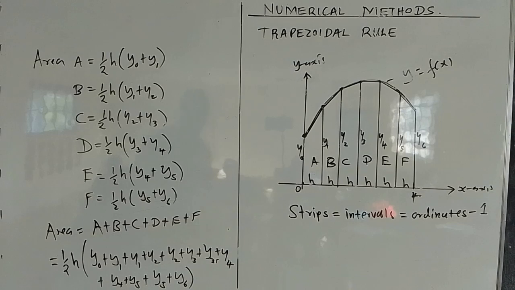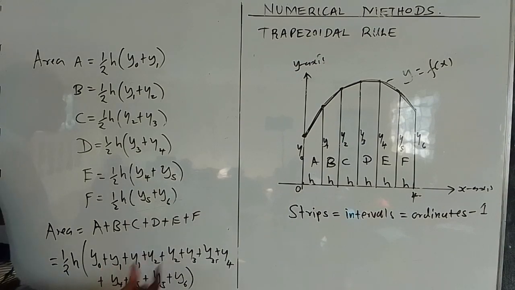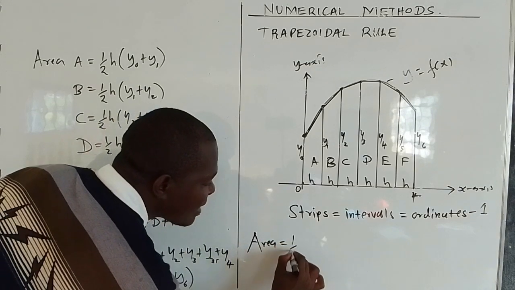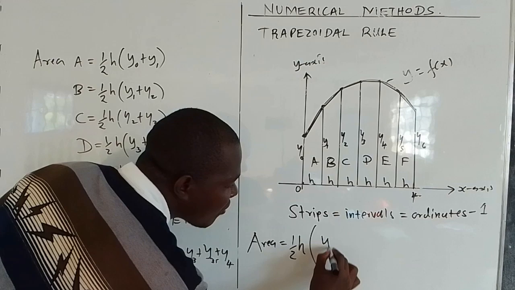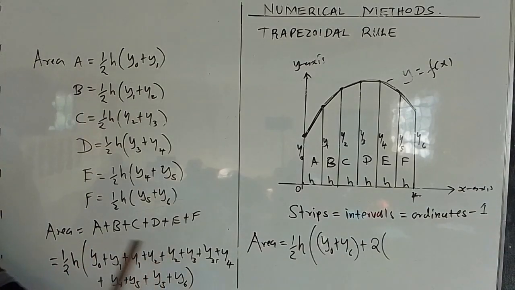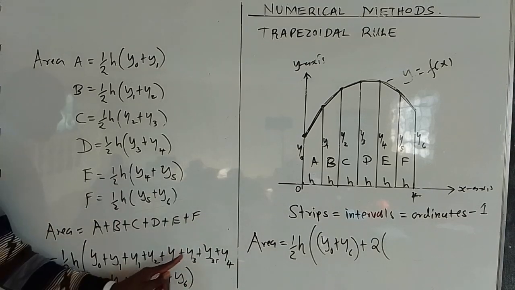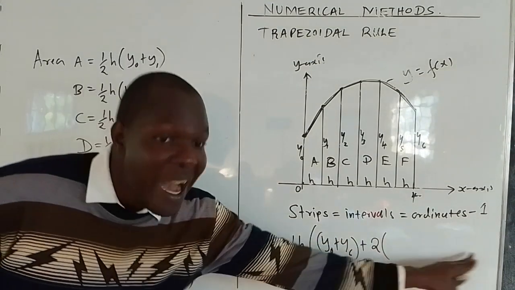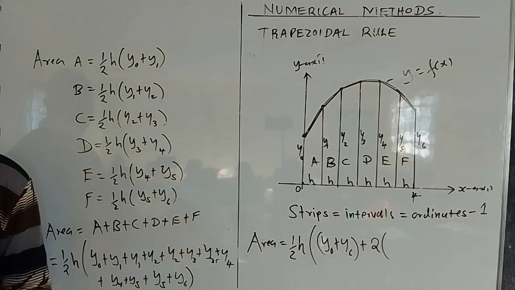The ends, you can see the ends, y0 and y6 are only appearing once, while the rest, the middles, are appearing twice, isn't it? So that means the area with the trapezoidal rule is a half h, then into sum of the ends plus twice sum of the middles. Because y1 plus y1 is 2y1, y2 plus y2 is 2y2, isn't it? y3 plus y3 is 2y3, y4 plus y4 is 2y4, y5 plus y5 is 2y5. So it means it is the sum of the ends, then plus twice the sum of the middles, because these middle ones are appearing twice, each of them, isn't it?